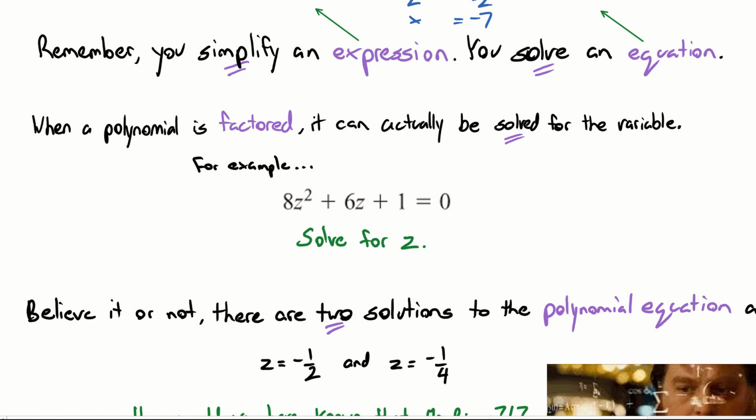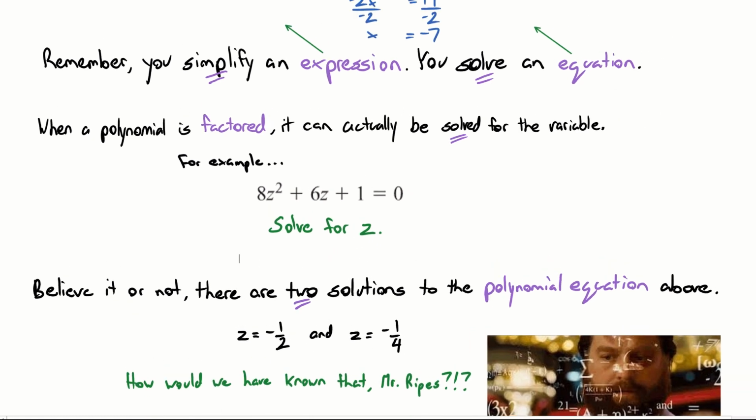In other words, if you had something like 8z squared plus 6z plus 1, that is a trinomial of degree 2, and it's equal to 0, and we'll talk much later about why it's important that your polynomial is equal to 0, and the instructions were solve for z. In other words, solve for the variable. You wouldn't be able to do that unless you knew how to factor that polynomial. Because, believe it or not, there are two solutions to this polynomial. Z is equal to negative 1/2 and z is equal to negative 1/4.